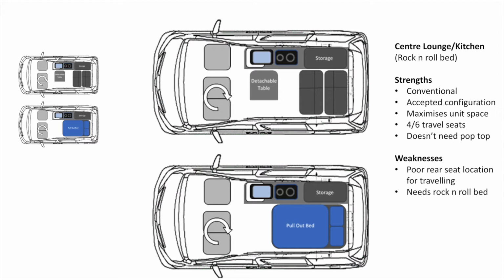But what I didn't like about this is where the seats are located. The travel seats are right at the back. It's not where I would want to travel in a van. And when you do stop, you've got a situation where you've got 2 or 3 seats facing another 2 or 3 seats. It's a pretty kind of confrontational type arrangement, and it just didn't feel sociable.